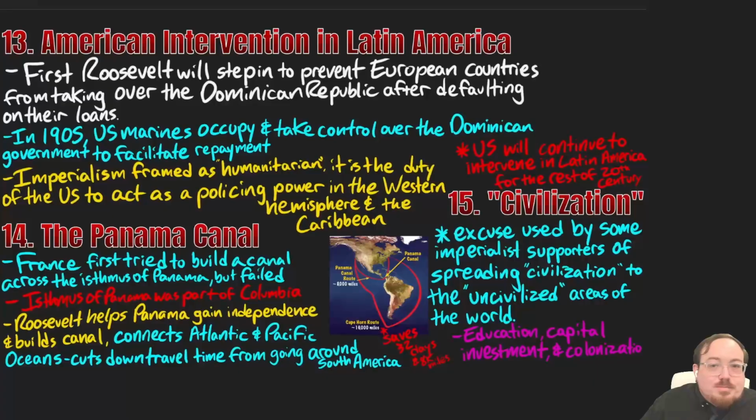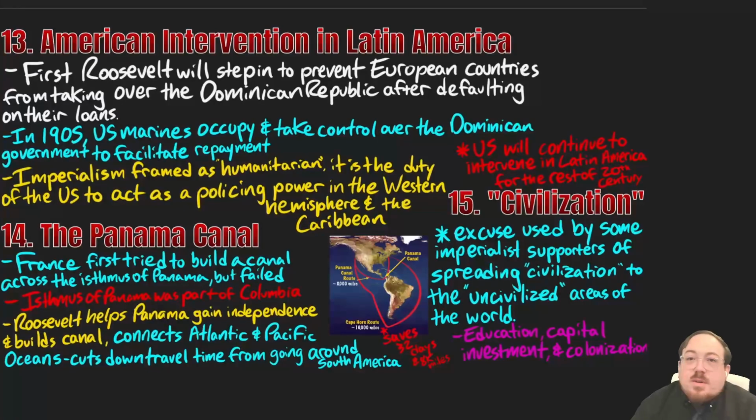This will happen a lot, especially during the Cold War. Anytime any Latin American nation gets a little too communist, a little too socialist, or threatens any sort of our interests. One of our biggest interventions in Latin America will come in the form of the Panama Canal.